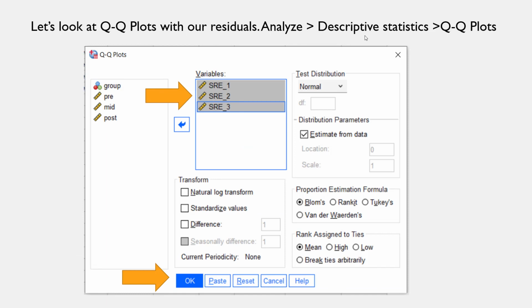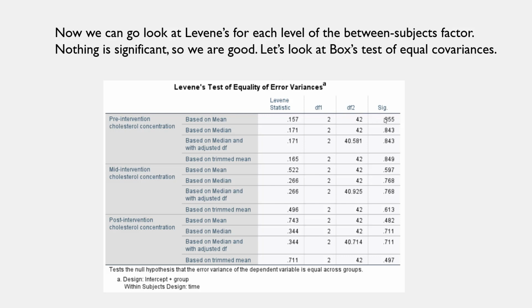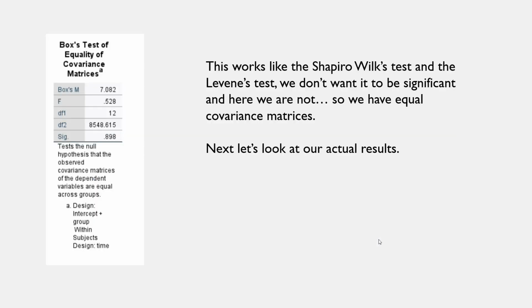We're going to do the same thing. We're going to go to analyze, descriptive statistics, and do some quantile plots and do SR, our studentized residuals, for the 3 time periods. We're just going to move them over and click OK. We can see close enough. We're going to say they're normal enough, and know that mixed ANOVAs are fairly robust to deviations from normality. Then we look at our Levene's and our Box's tests. We can see all of the different Levene's at the different levels of the time periods are fine. And we look at our Box's and we see not significant, so we're good.